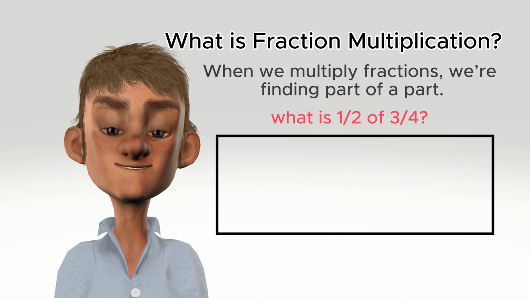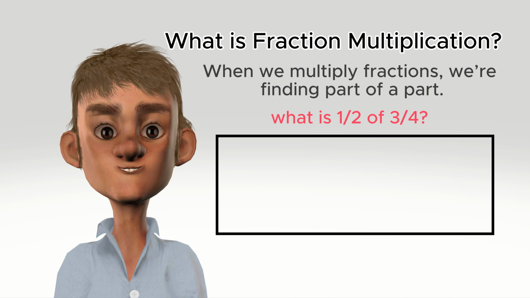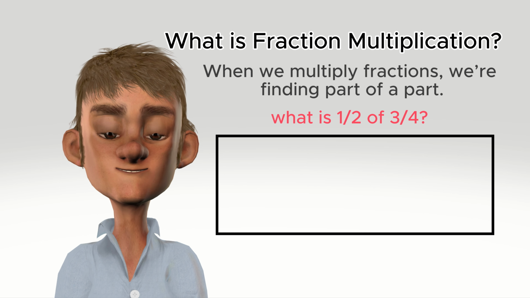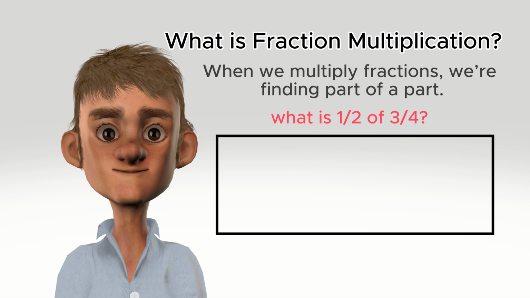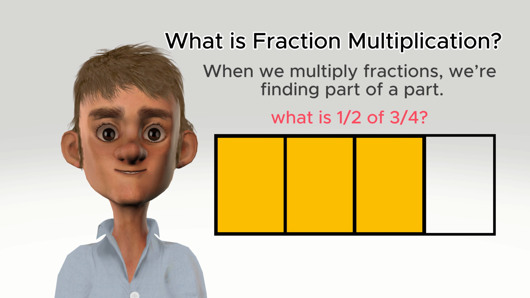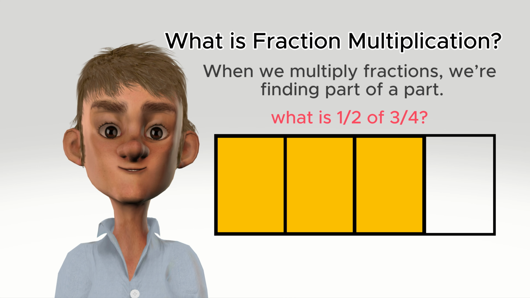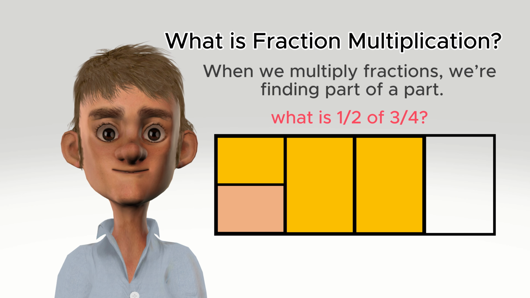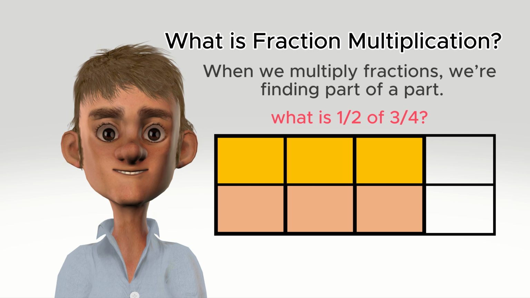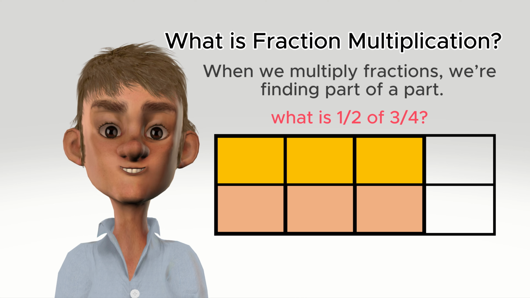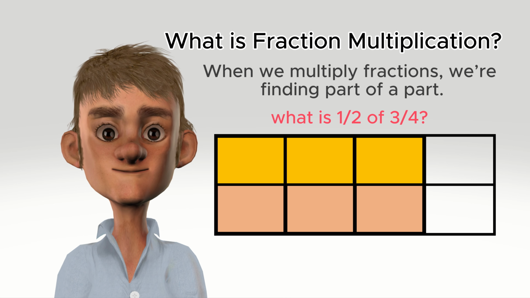Visualizing with rectangular models. Let's use a rectangle to show 3/4. We shade 3 out of 4 equal parts horizontally. Now, to find 1/2 of 3/4, we shade half of the already shaded part vertically. The overlap is where the magic happens. That tiny part where both shadings meet shows our answer.